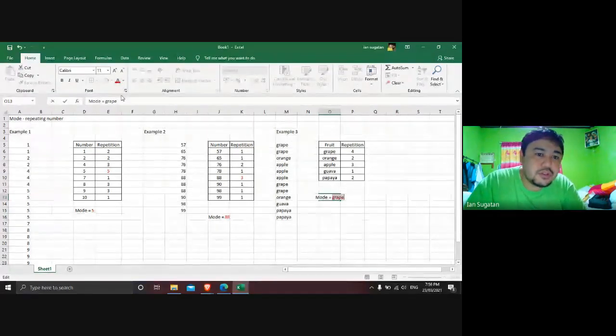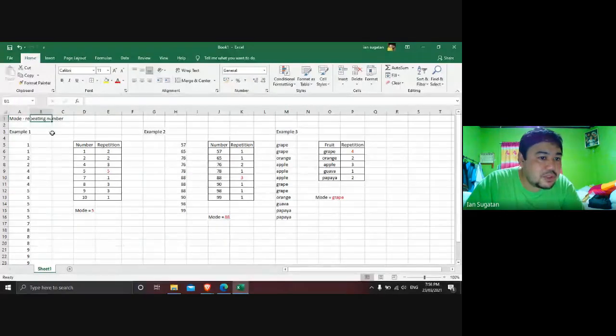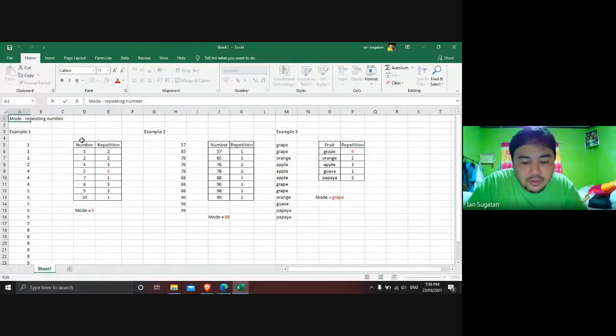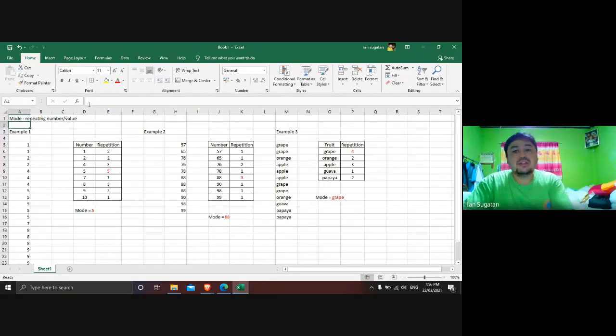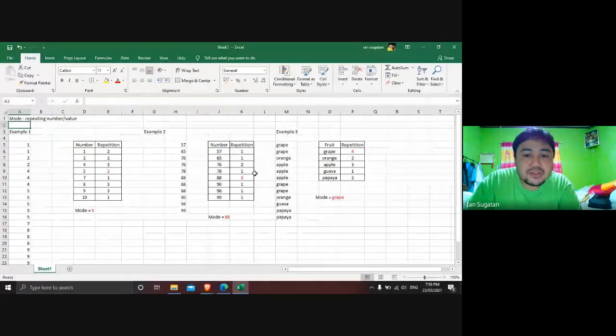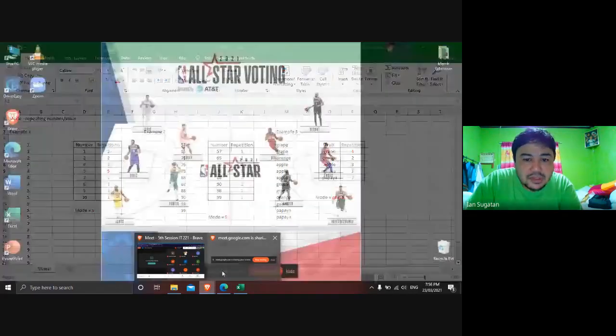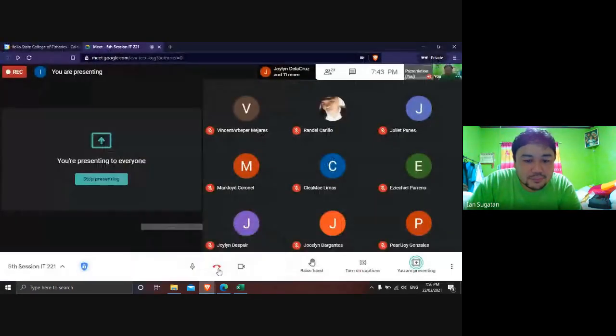So the definition of mode is just the repeating number, or it's not a repeating number, it's repeating value, number or values on a certain statistical output. So you just do this like this, and then you have an activity already for mode. All right? Any questions? Any questions, guys, before we go to median? Okay, guys, do you have any questions?